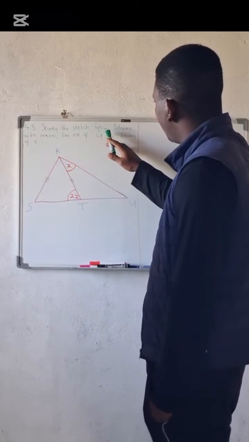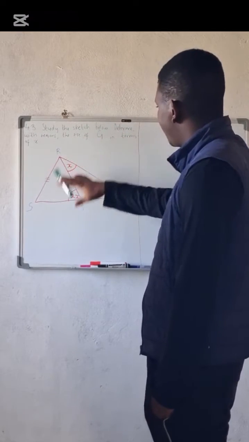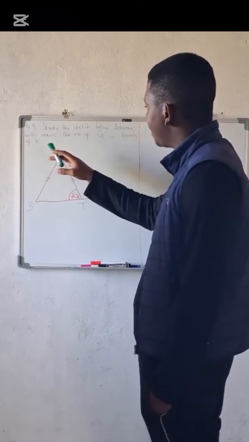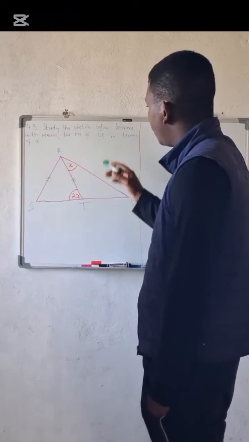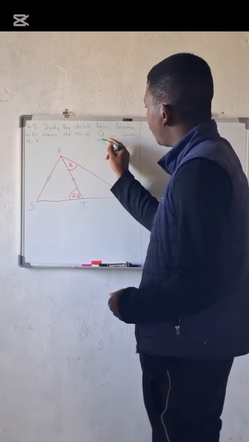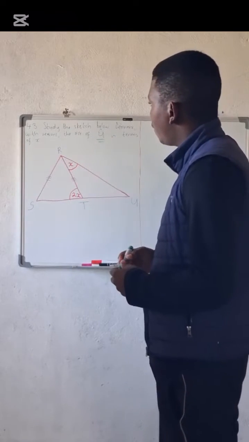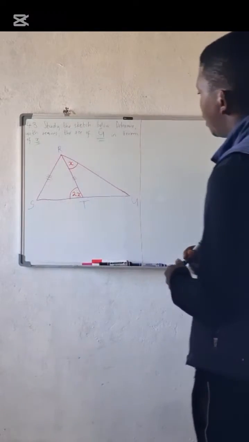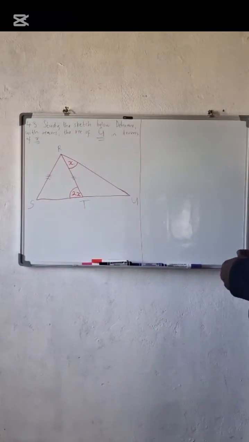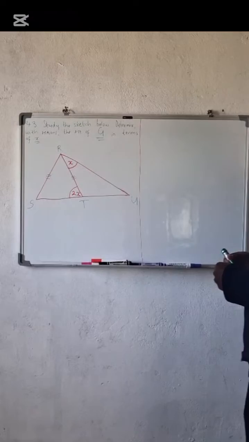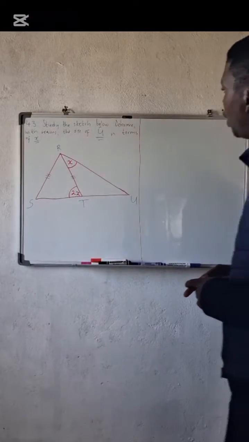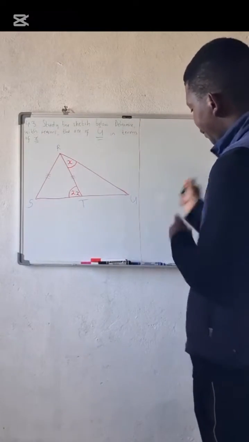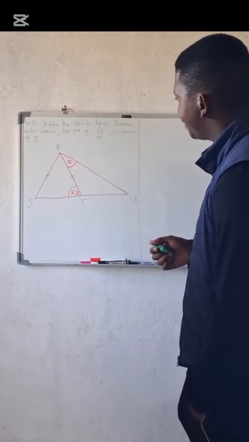Study the sketch below. Determine, with the reasons, the size of u. So we're looking for the size of u in terms of x. You need to write it in terms of x. Write u in terms of x. Alright, again.